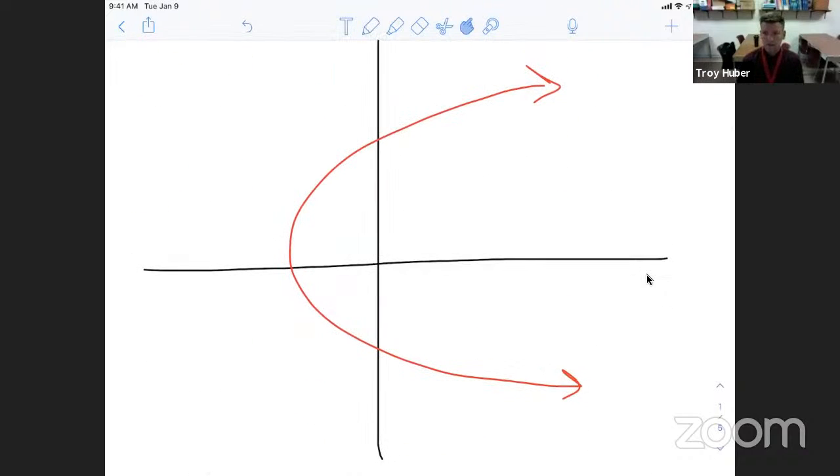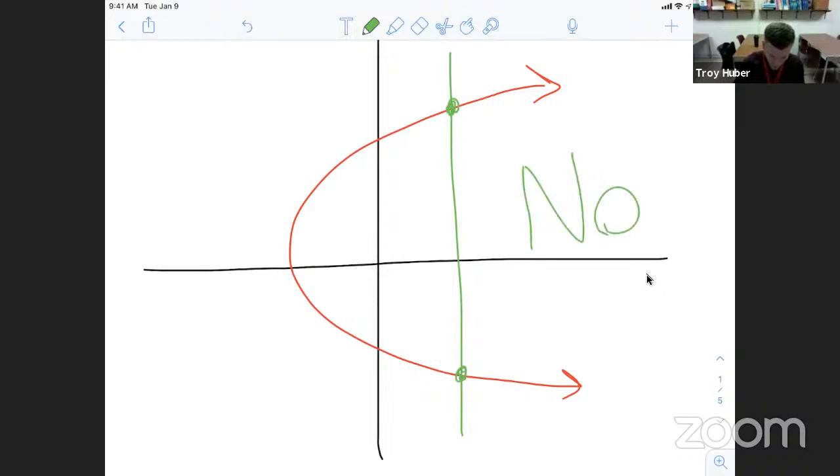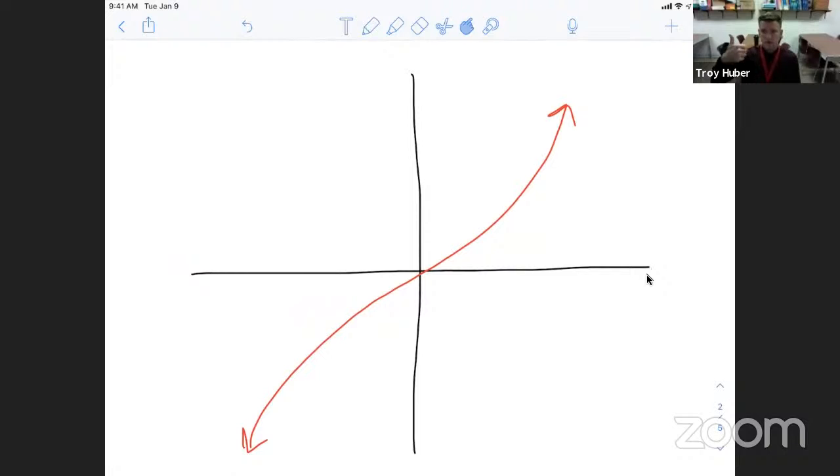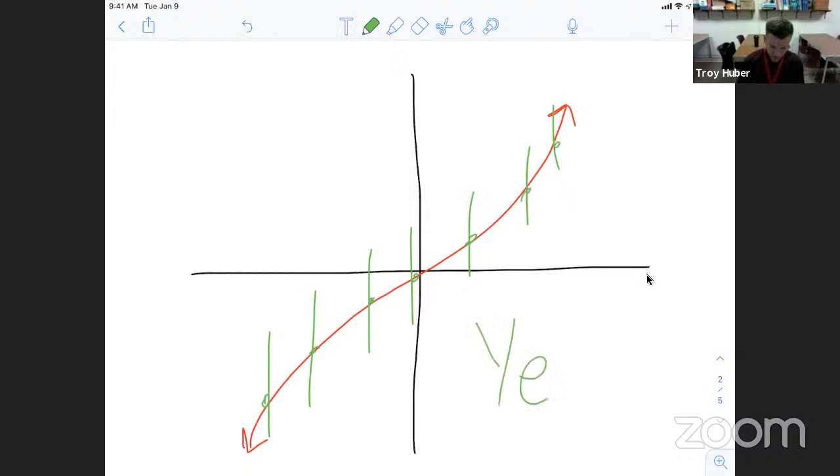What about this one here? Function or no? Well, if we drew a vertical line, it would most definitely go through 2 points. So this one would be no, not a function. Third one: yes, a function, or no, not a function? Drawing our vertical lines, they are each only going to go through 1 point of that graph. So this one, yes, it is a function.